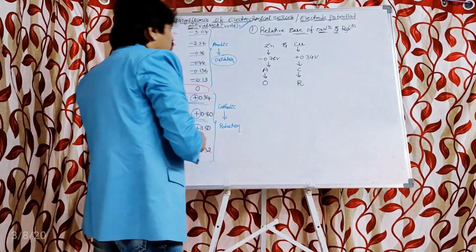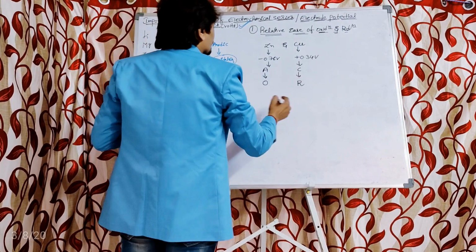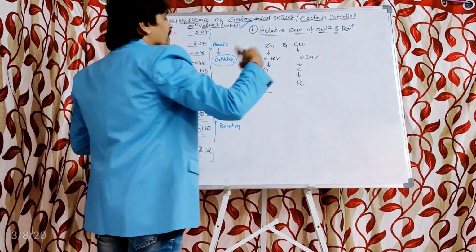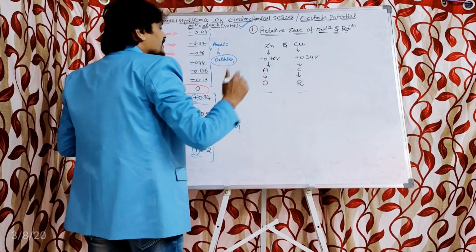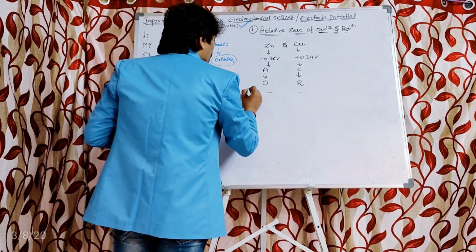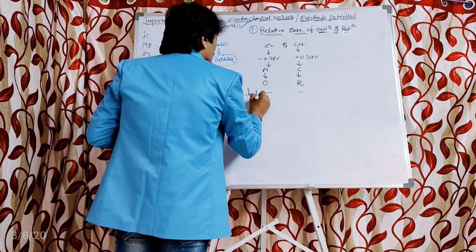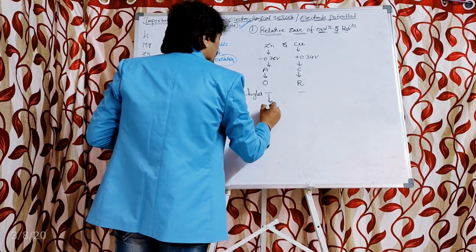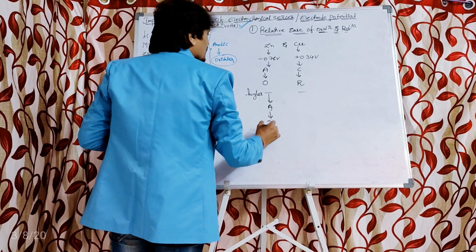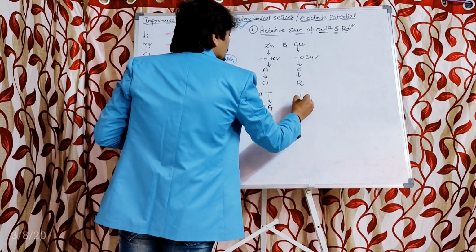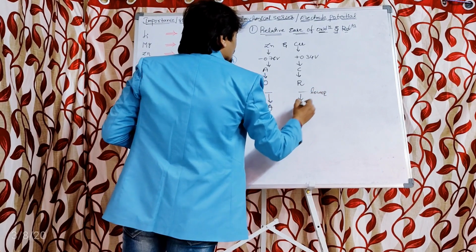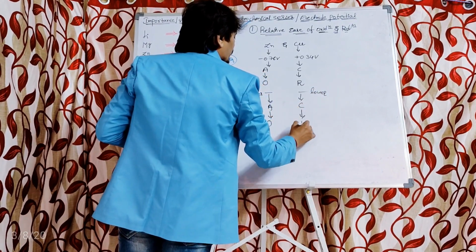And what about case two? If two electrodes are associated with negative values, then the one with the higher negative value acts as anode and undergoes oxidation, and the one with the lower negative value acts as cathode and undergoes reduction.